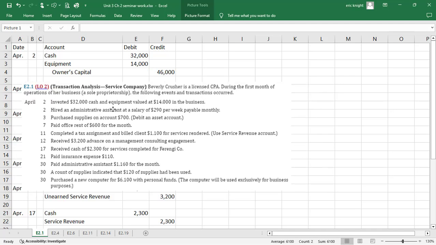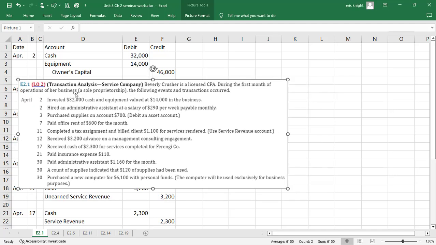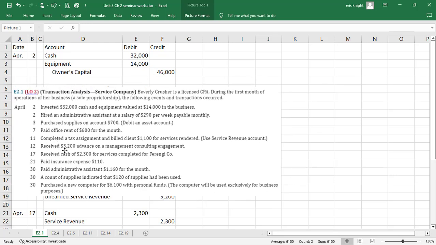As you can see here, I have a screenshot of it recorded for exercise 2-1. And so what we have is a company, an accounting firm under the name Beverly Crusher, which is a character from Star Trek if you follow that stuff. Anyhow, this firm, Beverly Crusher, has the following transactions, and we want to do a journal entry for each of these transactions. So we'll just kind of walk through.